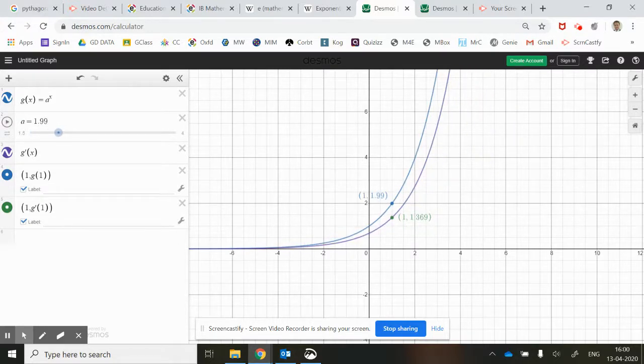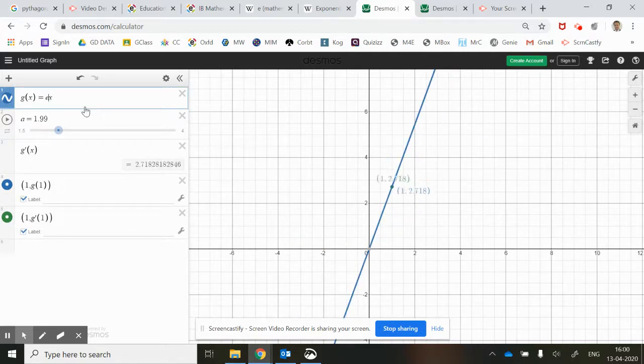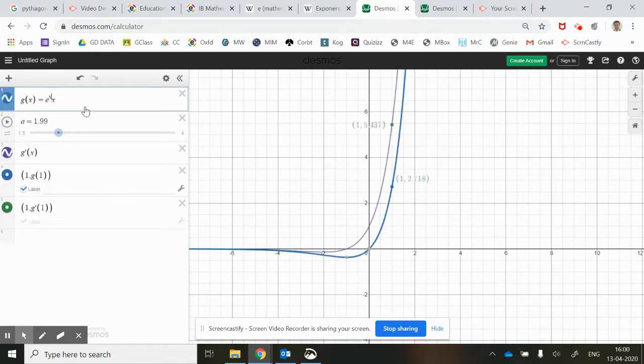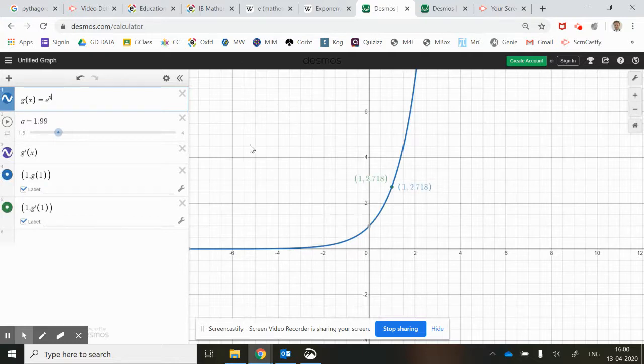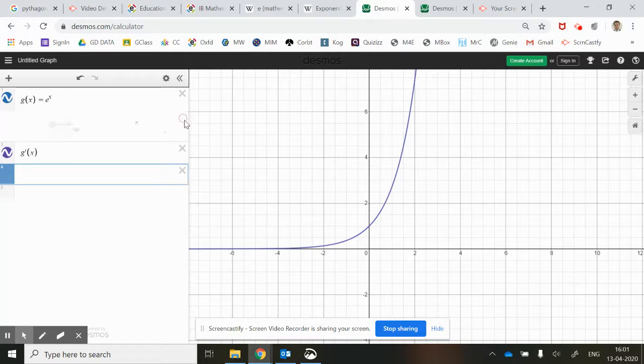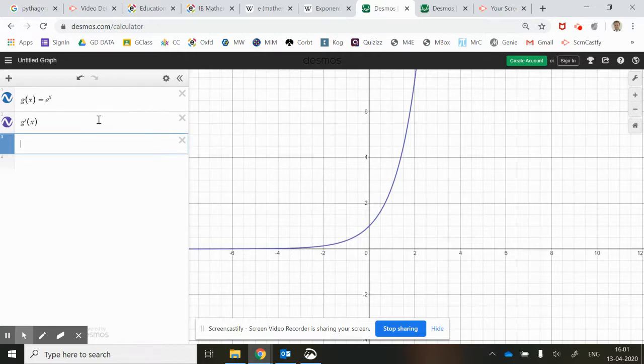When a is below e, then we're getting a gradient function which is below. But of course, when we choose that actual function itself, if we choose g of x to equal, let's say, e to the power of x, let's just delete that. Sorry about this. E to the power of x, we can see that the functions are now the same. We can see that the two functions are now exactly the same. That is to say, g dash of x is the same as e to the power of x.